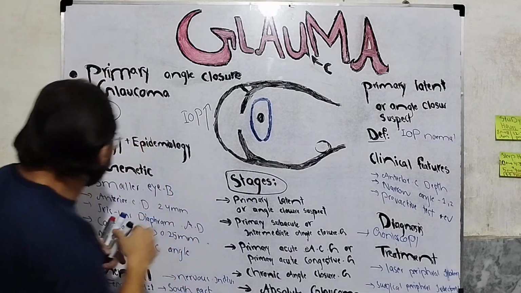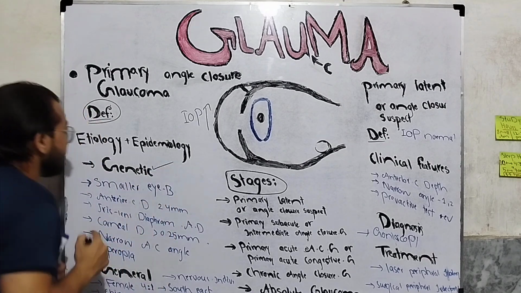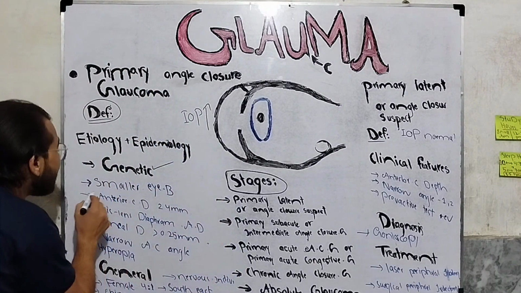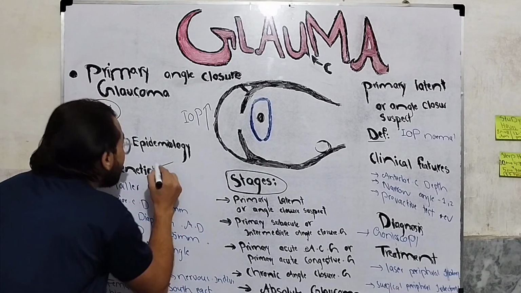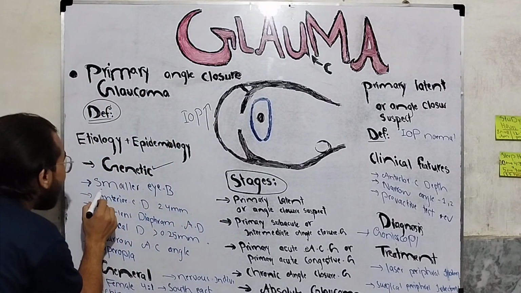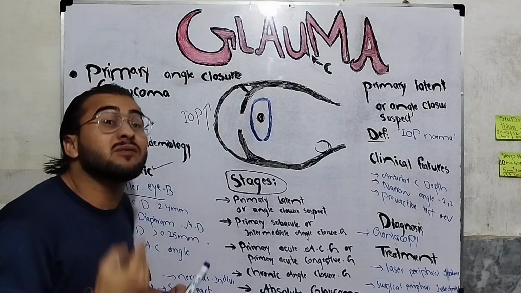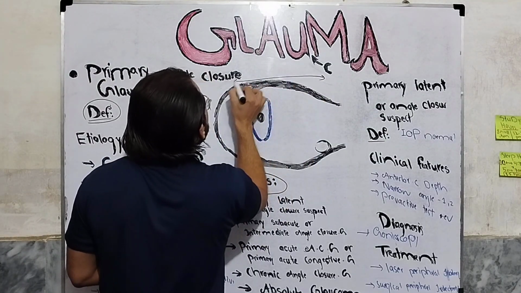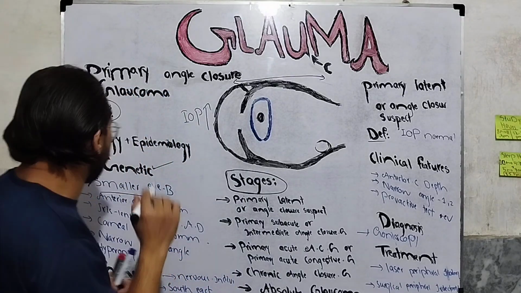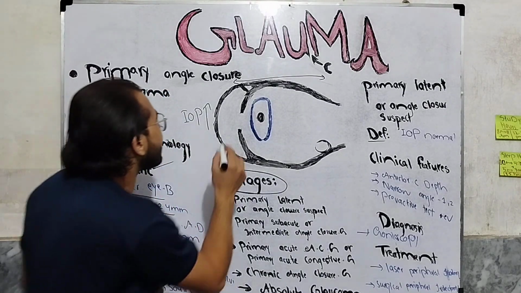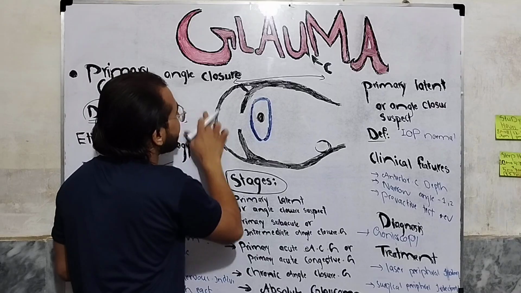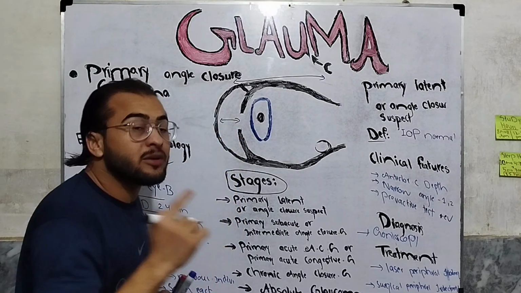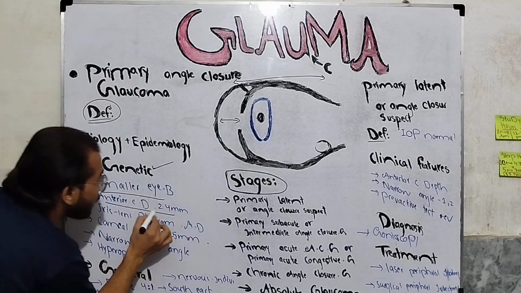We have the genetic factors. These are the developmental anomalies. For example, a person may develop primary angle closure glaucoma if the eyeball is smaller than normal. When the eyeball length is smaller than normal, it is predisposed to angle closure glaucoma. It may be the anterior chamber depth. In these patients, the anterior chamber depth will be no more than 2.4 millimeter.